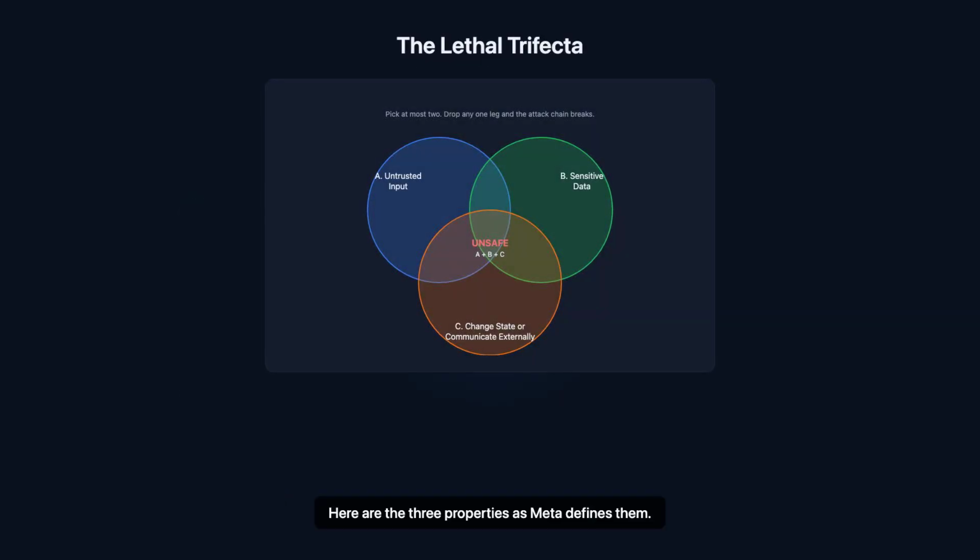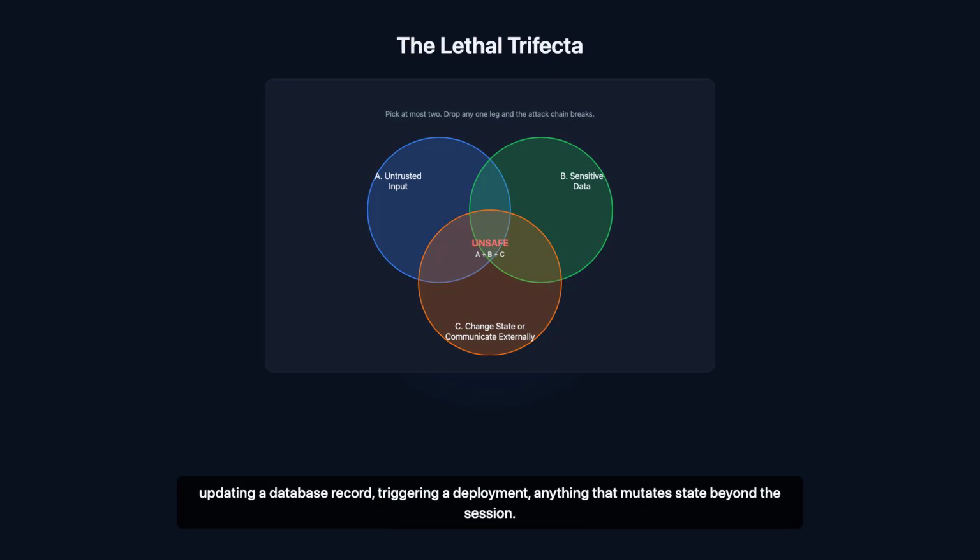Here are the 3 properties as Meta defines them. A is untrusted input, anything the agent reads that an attacker could have shaped. B is sensitive data, the inbox, the customer table, the internal vault. C is the ability to change state or communicate externally. That phrasing matters. It's broader than just sending email or hitting a webhook. It also covers issuing a refund, updating a database record, triggering a deployment, anything that mutates state beyond the session.